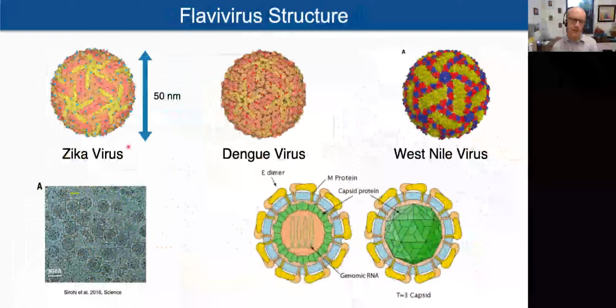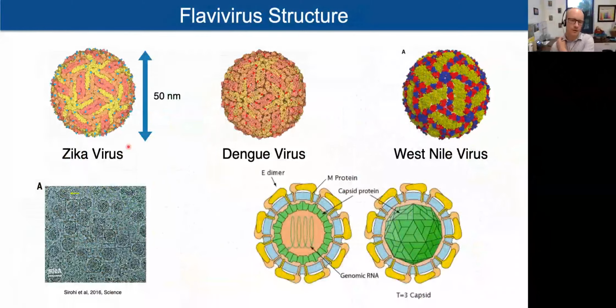That's kind of where I got involved. Zika virus, for some additional background, is a member of the flavivirus family, which includes dengue virus and West Nile virus, which are both important human pathogens. Remember that I said that viral structure is important to know. So these are structural models of flaviviruses that are based on electron microscopy data.